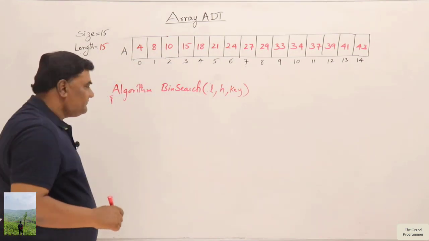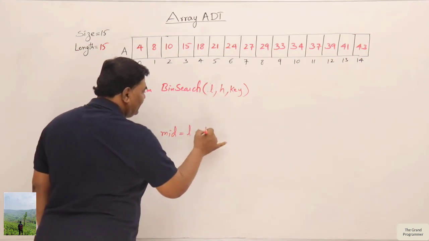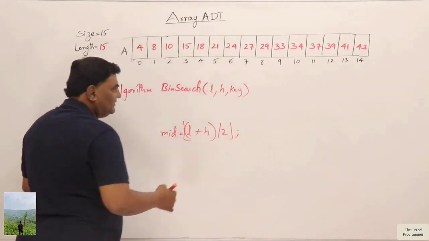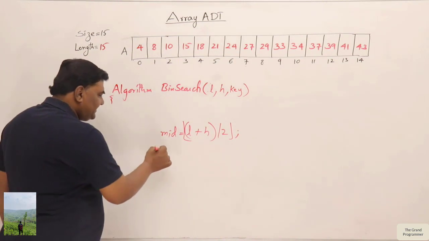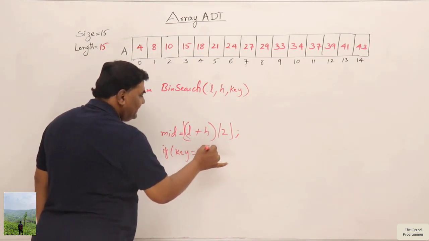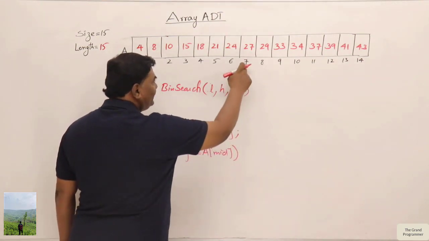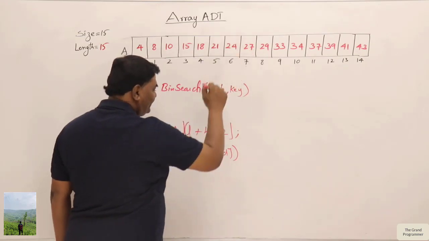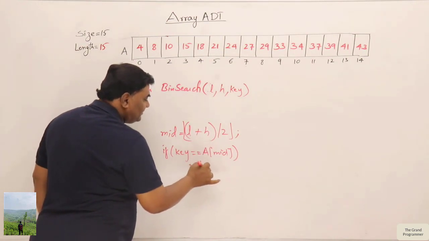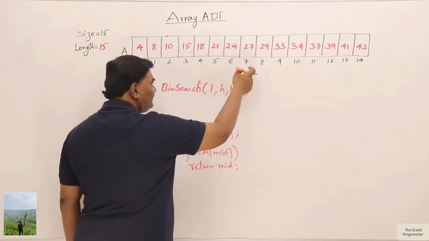Then what were we doing every time? We were finding out mid. Mid is low plus high divided by 2, and we have to take the floor value. Then we were checking whether the key is present at A of mid. If key is equal to A of mid, if you remember, we were getting the middle element. So we were checking whether this is the key element that we are searching for. If so, suppose we are searching for 27, then it is found. So return the index mid. That is, this is the index where it is found. So return it.